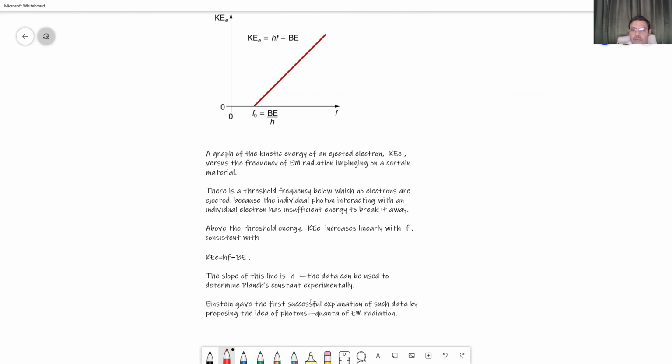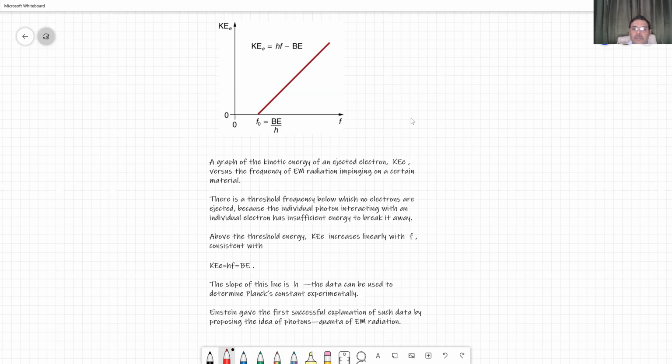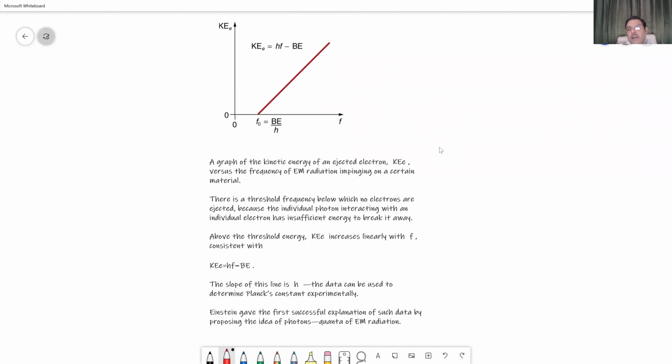Einstein gave the first successful explanation of this data by proposing the idea of photons, which represent the quanta of EM radiation. So EM radiation in this case, or light, is basically, we are looking at the quantum nature of light.